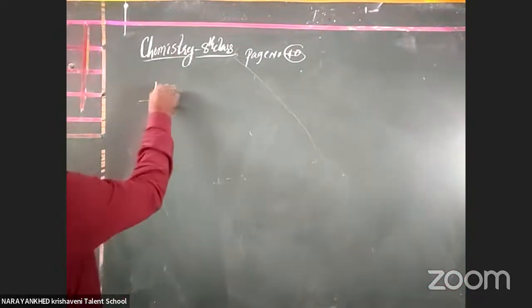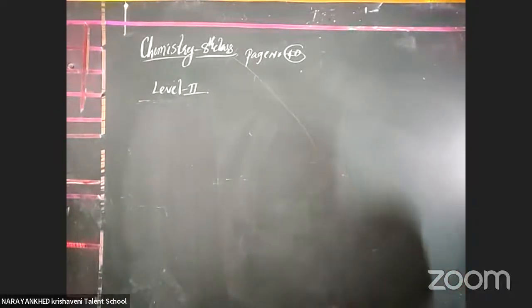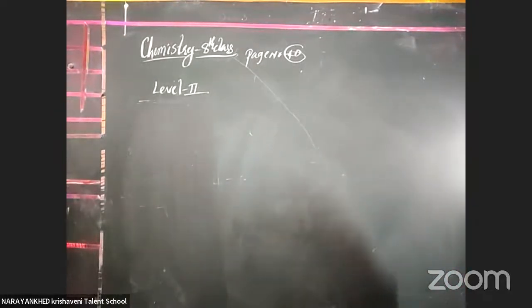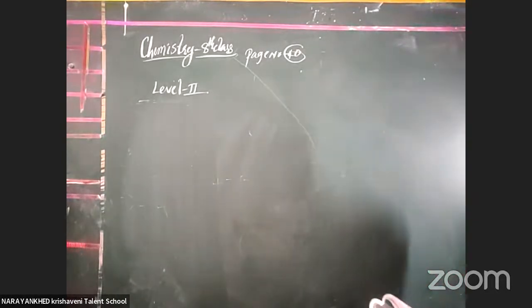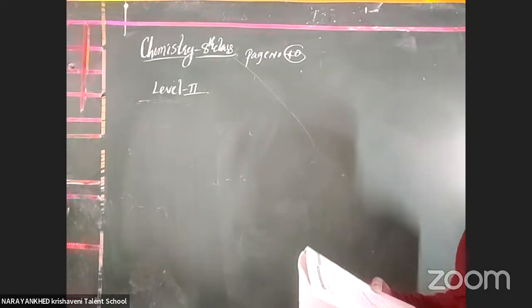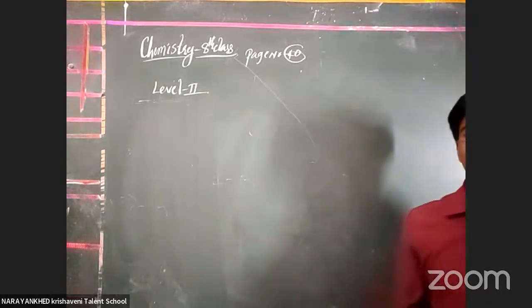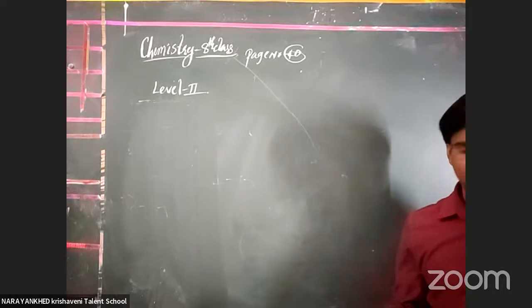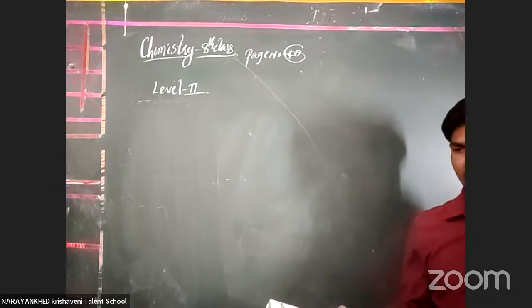Next component is level 2 questions. In the long form of the periodic table, all non-metals are placed in what? Okay, clear or not? Yes, once again I repeat it.